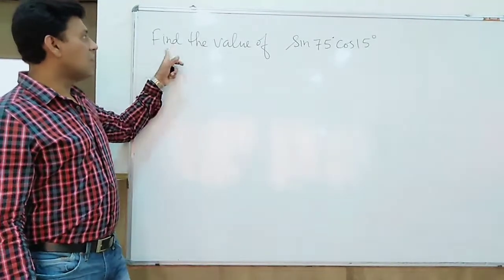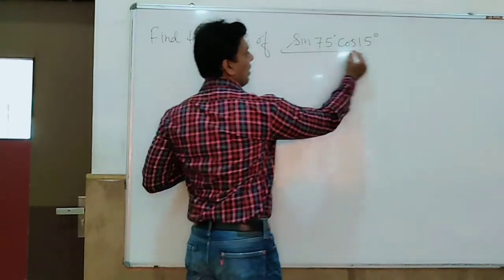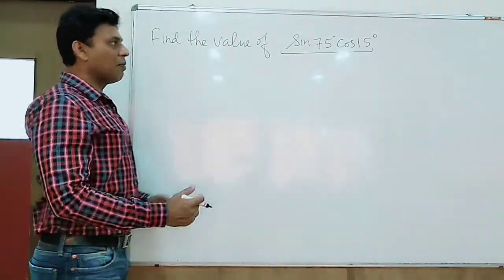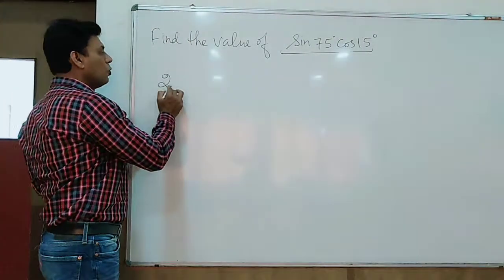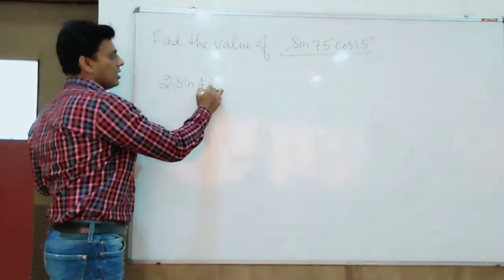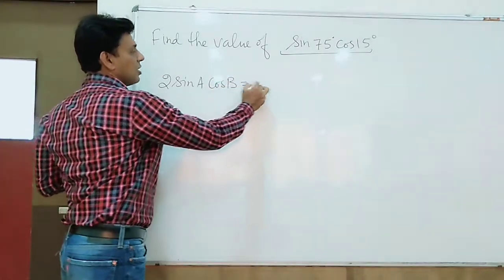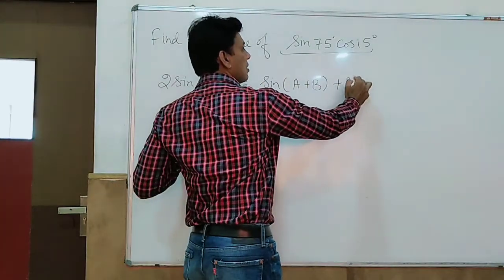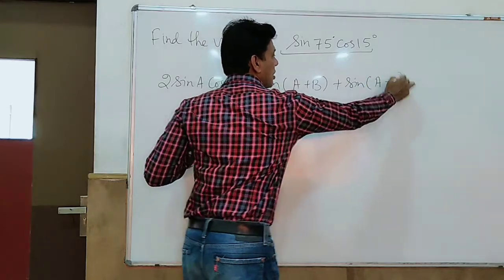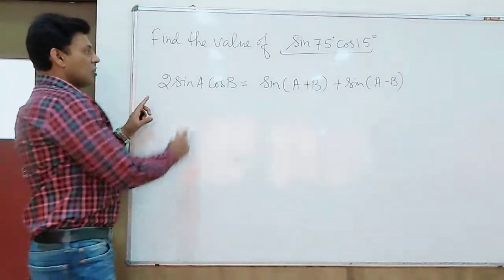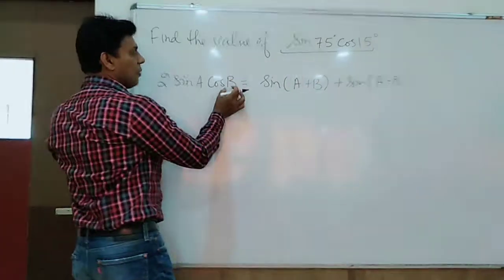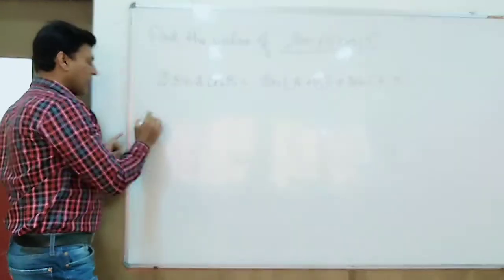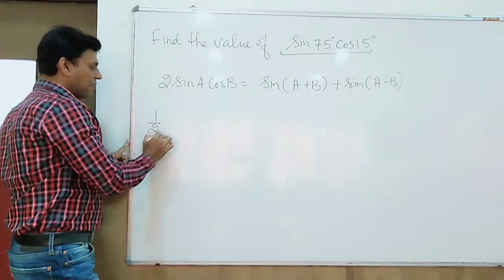Now see this question. Find the value of sin 75 degree cos 15 degree. So we have sin and cos, and you remember the formula of the product, 2 sin A cos B, which is sin(A+B) plus sin(A-B). In place of A we have 75 degree, in place of B we have 15 degree. But we don't have 2, so how can we solve it? We will divide by 2 and multiply by 2.